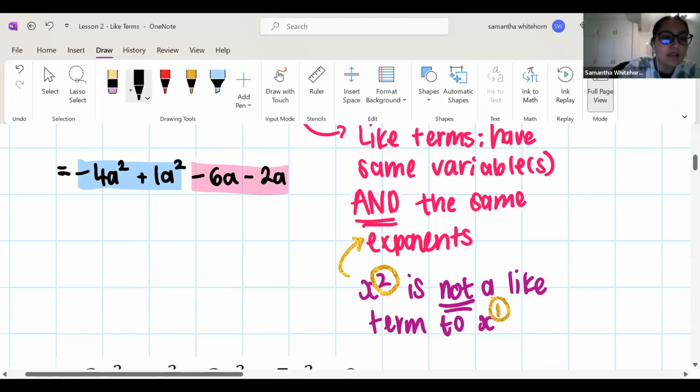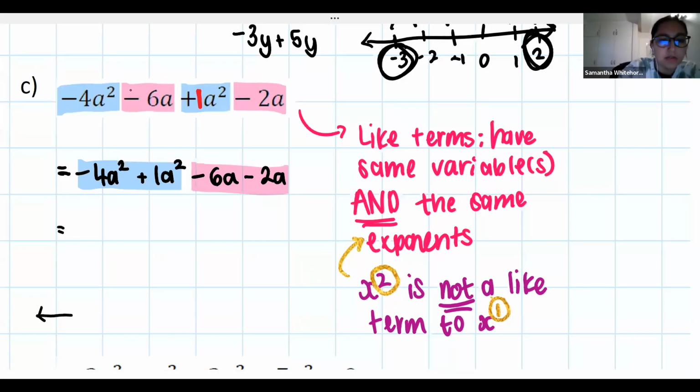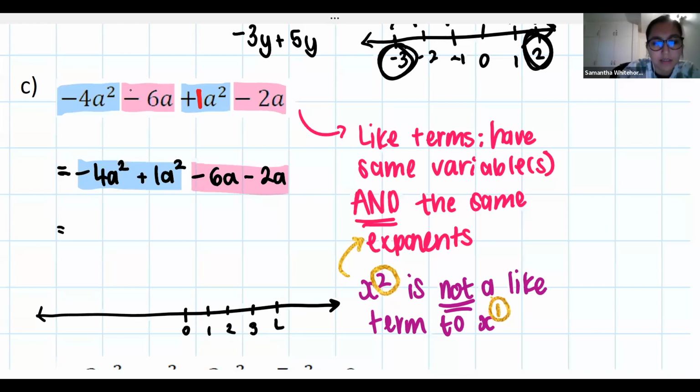If I now add and subtract my like terms, what I'm going to do here is draw a number line, because some of us were feeling a little bit confused about how to add and subtract integers. On that note, grade 8, there are videos of adding and subtracting integers on Watobe's website. Go and watch them, please.